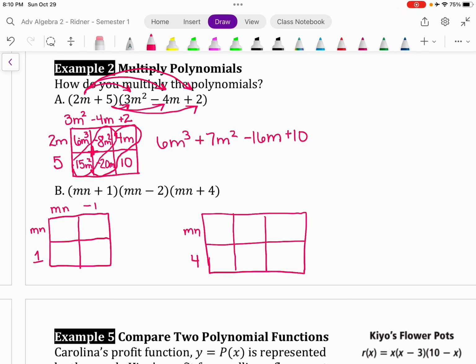So take a second, try that, see if that makes sense to you, and if it does not, check out the next slide where I will have the answer.